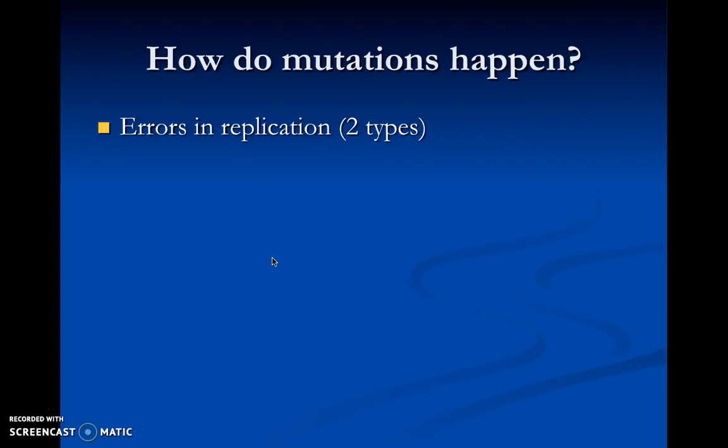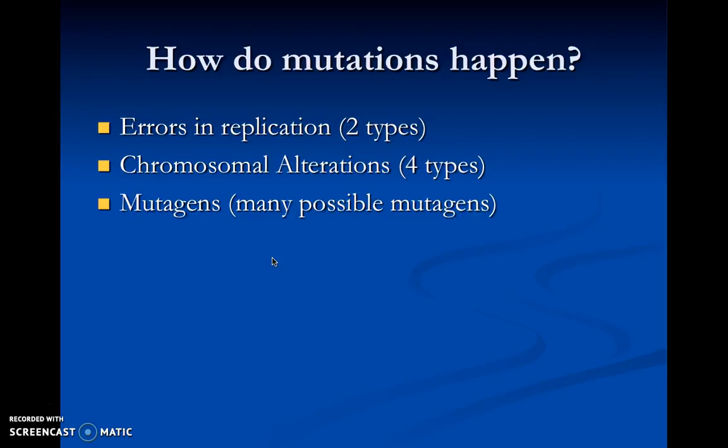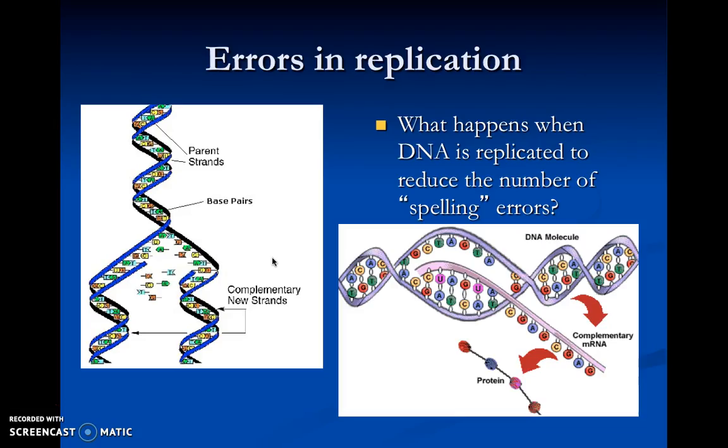So how do mutations happen? So we have things called an error in replication. We've talked about DNA replication and how DNA copies itself. Okay, and then we also have mutations called chromosomal alterations. We're going to talk about those as well. So when we think about what can cause mutations, there are things out in the environment called mutagens. Mutagens are anything that can cause DNA to change.